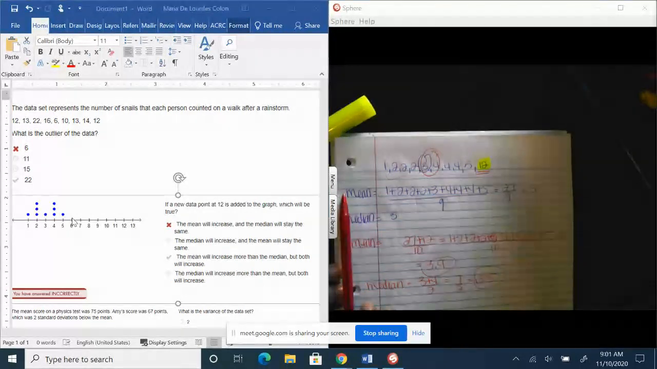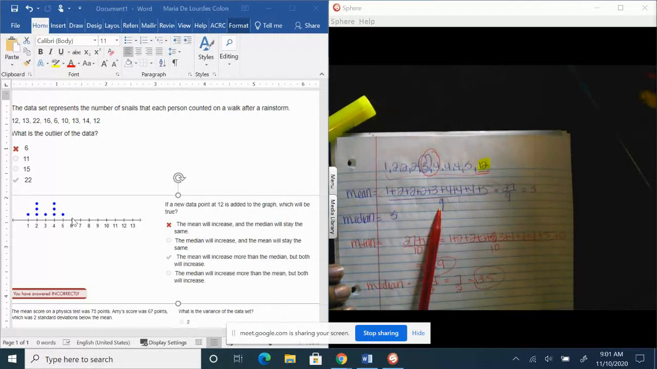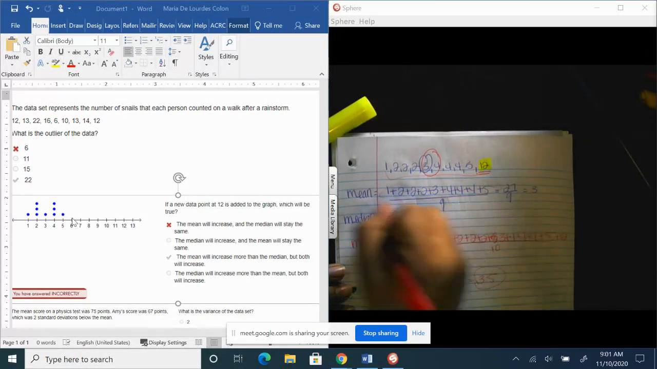So find the mean. Remember, for the mean, you add up the numbers and you divide by the amount of values that you have. So at first we only had 9. When we added that 12, that added a value. So that's why the second time around we divide by 10. The median, remember, is that middle number.